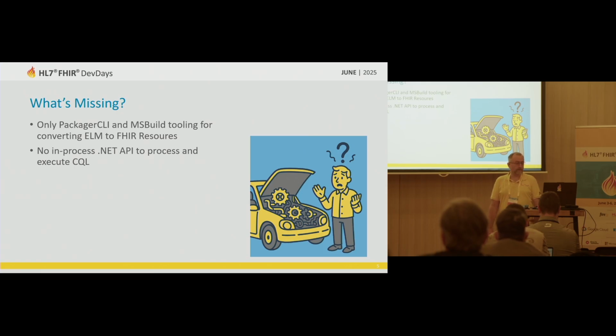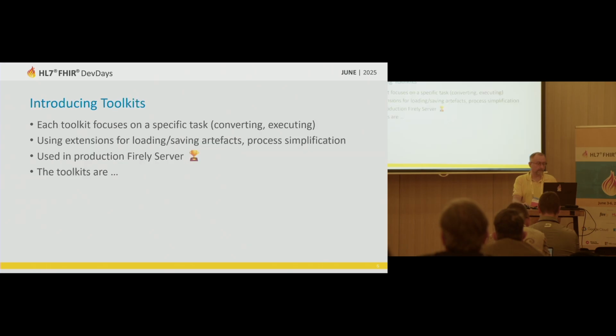So we spent a lot of time on coming up with something that's intuitive and easy to use. We're calling it toolkits. We've got a number of toolkits. They all work on a specific part in the pipeline, as you can say. So one toolkit would convert the CQL to ELM, and another one would convert the ELM into something executable. Every toolkit has a core functionality, and then there's some extension methods that make it a lot easier to use and adds a lot of functionality around that.